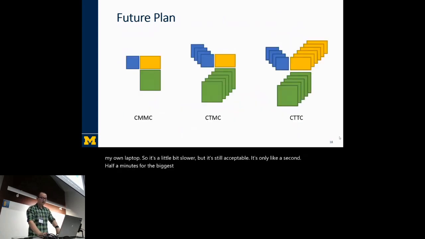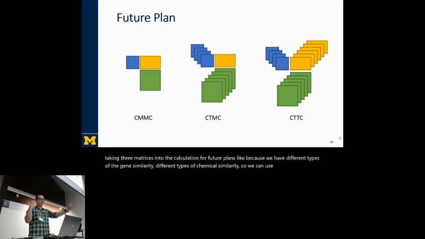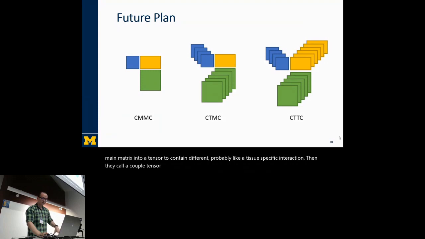And for future plans, for now, CMMC only takes 3 matrices into the calculation. Because we have different types of gene similarity and different types of chemical similarity, we can use coupled tensor matrix computation. Then we can also expand the main matrix into a tensor to contain different, tissue-specific interactions. Then they call it coupled tensor completion.